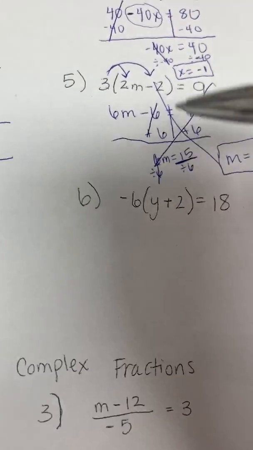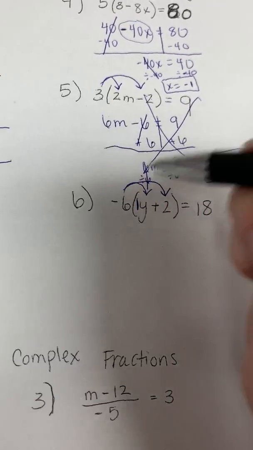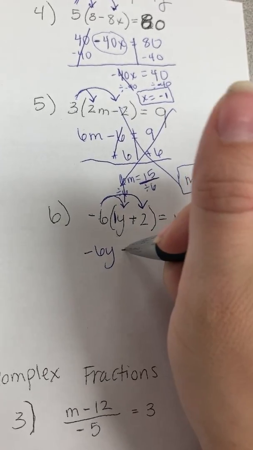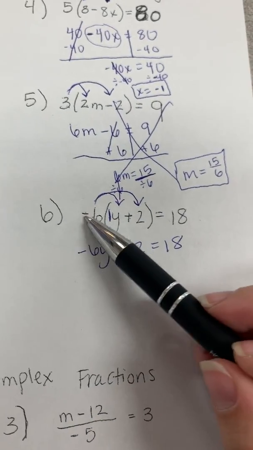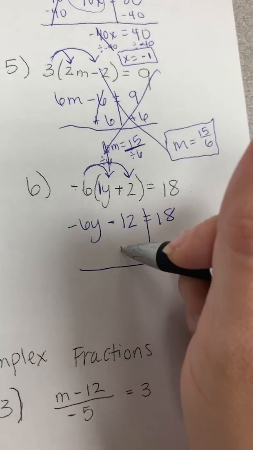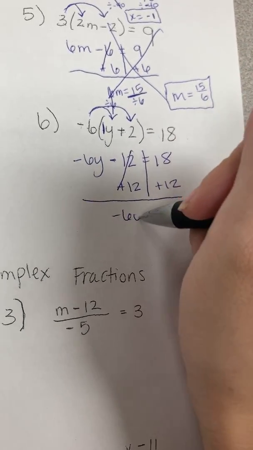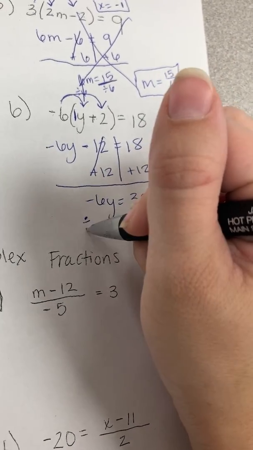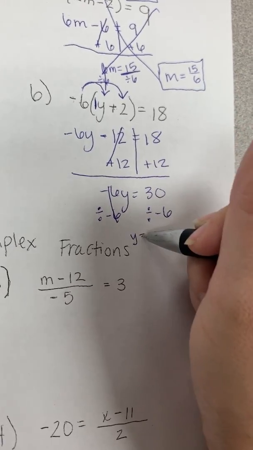So this one is tricky because it has a negative outside. Negative 6 times 1, negative 6 times 2. Negative 6 times 1 is negative 6y. Negative times a positive is a negative 12 equals 18. Okay, that negative sign makes this negative. Plus 12, negative 6y equals 30. Divide by negative 6, divide by negative 6, y equals negative 5.